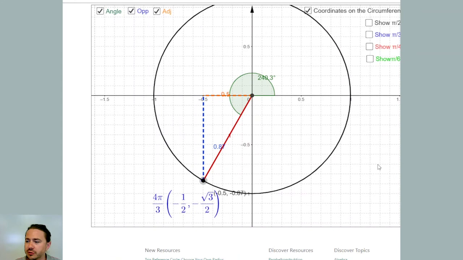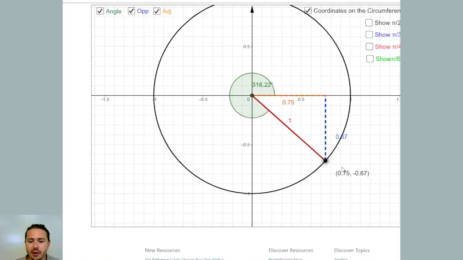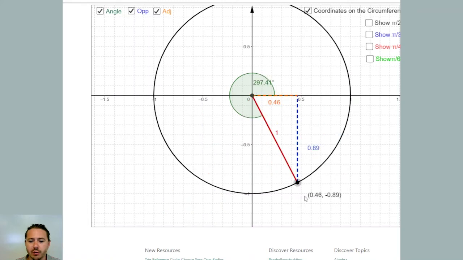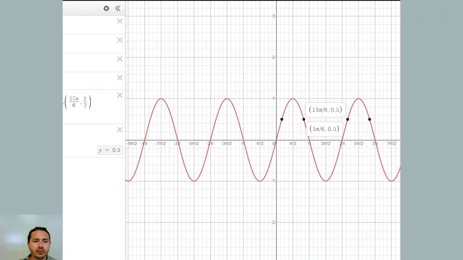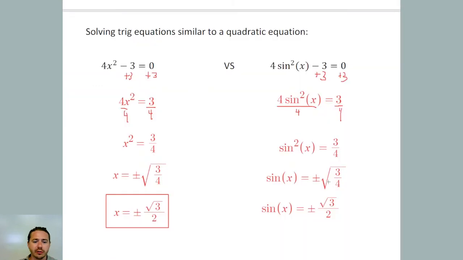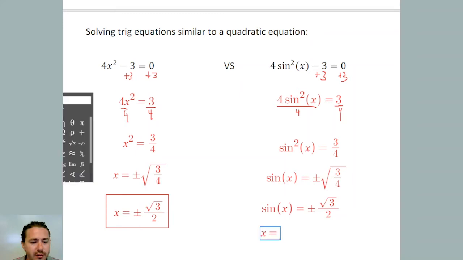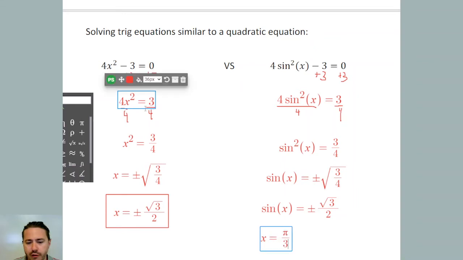Down here, we've got a y-coordinate of negative root 3 over 2, but that's okay. That's going to be one of our solutions. And then over here, we should have one at 5 pi over 3. So we got one at pi over 3, 2 pi over 3, 4 pi over 3, and 5 pi over 3. So here we'll end up with 4 solutions on the unit circle. And let me type those out. So x could equal pi over 3, 2 pi over 3, 4 pi over 3, and 5 pi over 3.